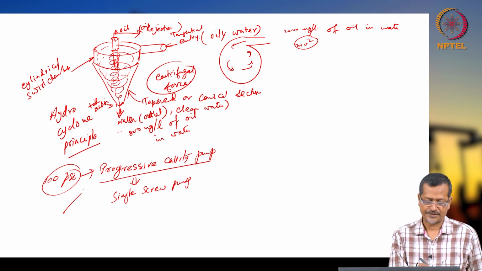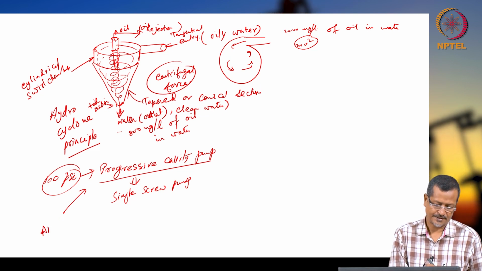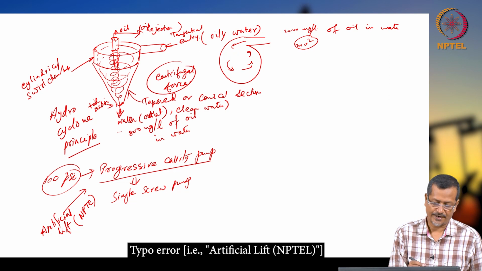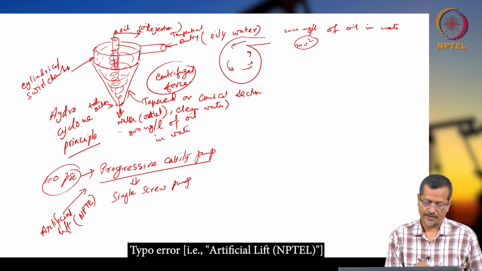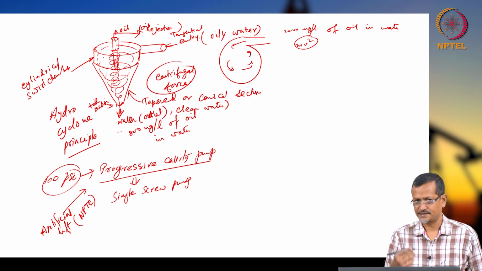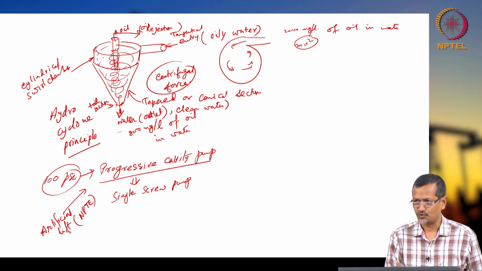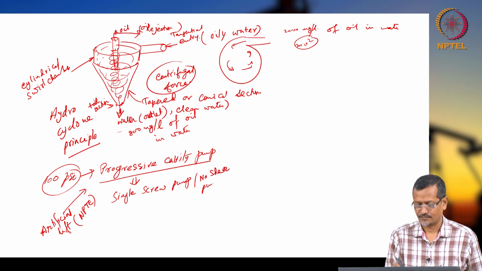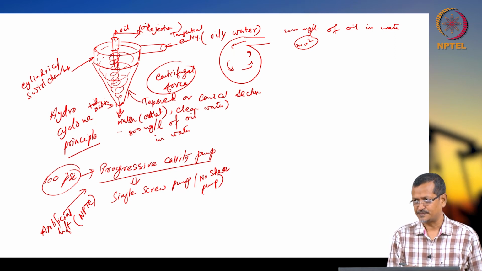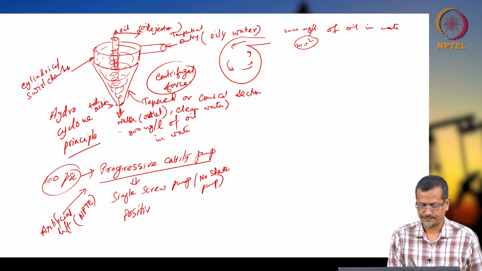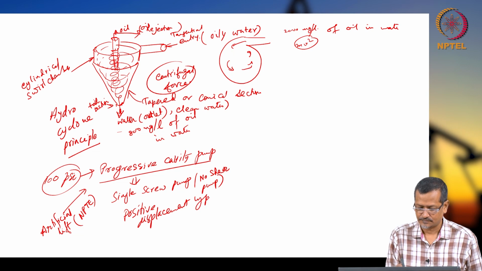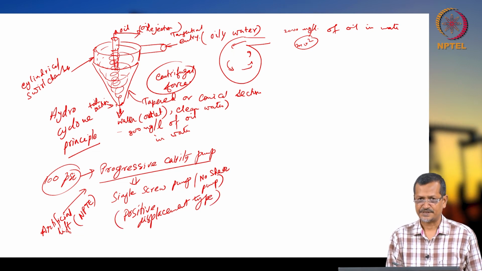If you want to know details about this, you can follow my lecture on artificial lift, the NPTEL lecture. I have already recorded it, the video will be available to you. I explained the progressive cavity pump in detail over around 2.5 to 3 hours. It is a single screw pump, called a no shear pump. Why no shear pump? This is a positive displacement type, no shear pump.